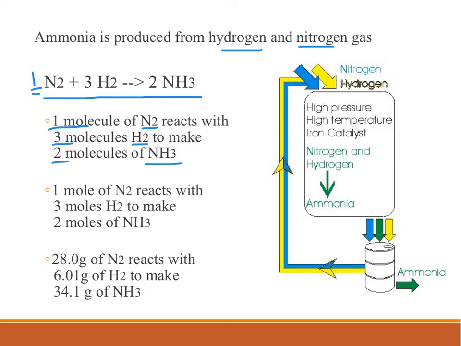But because those coefficients can represent more than just individual molecules, we can also think of them as meaning 1 mole of N2 particles reacts with 3 moles of H2 particles to make 2 moles of NH3. And then because we can convert from moles to grams by using the atomic masses on the periodic table, we could even go so far as to say that 28 grams of nitrogen gas reacts with 6.01 grams of hydrogen gas to make 34.1 grams of ammonia.